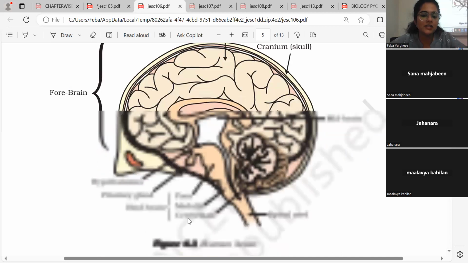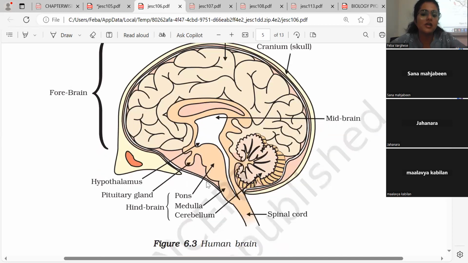And then which are the parts contained in the hindbrain region? There is the pons, medulla, and cerebellum. This leaf-like portion is the cerebellum. What's the significance of the cerebellum, guys? Balance. Correct. It helps in maintaining balance and posture. That's why you're able to sit erect, stand, and walk. All these are because of the proper functioning of the cerebellum.